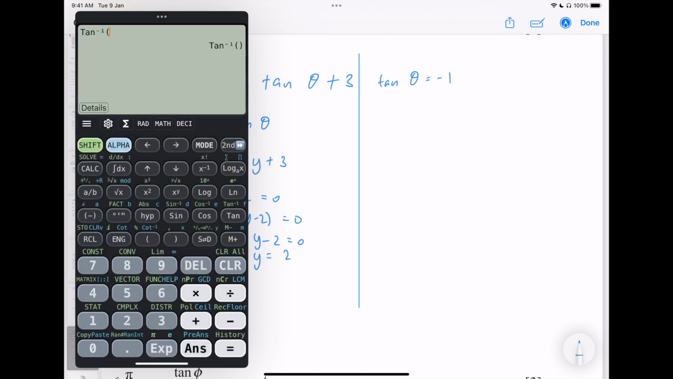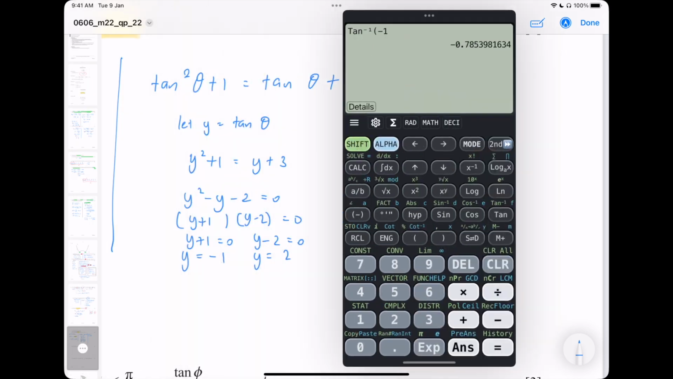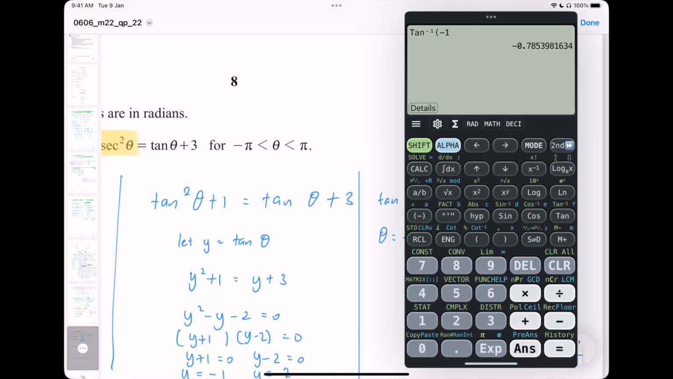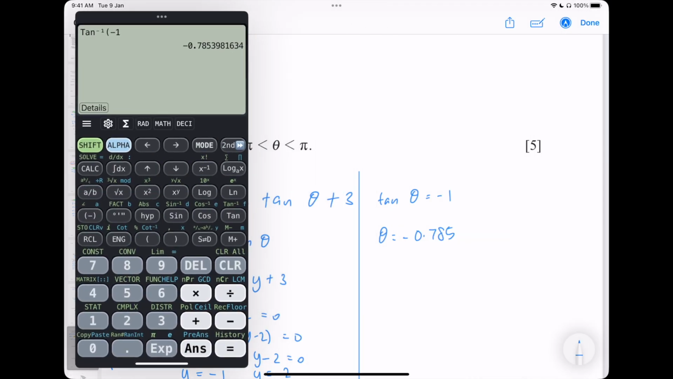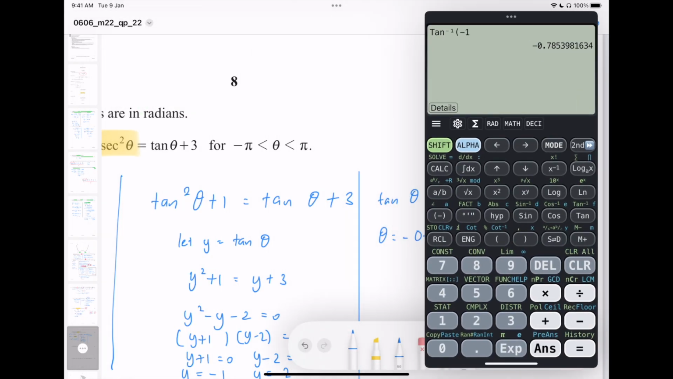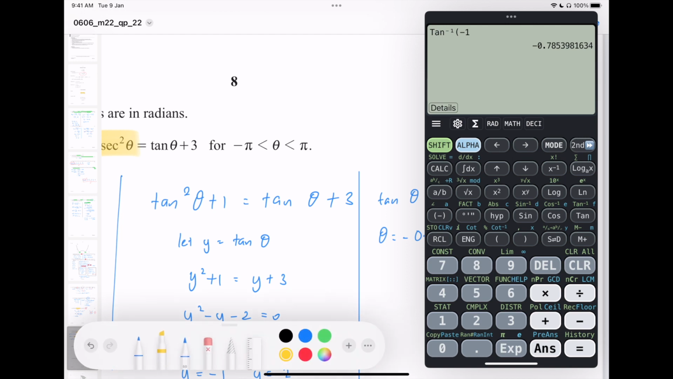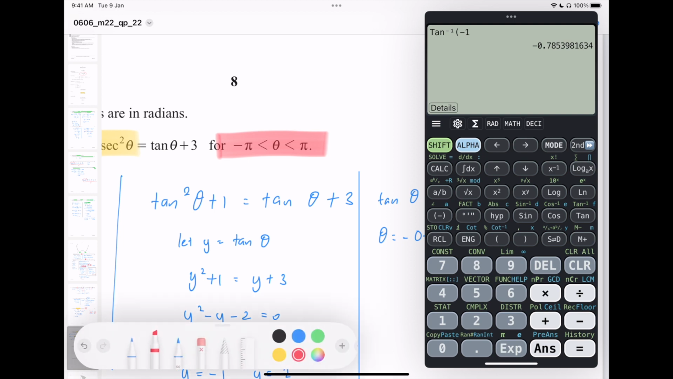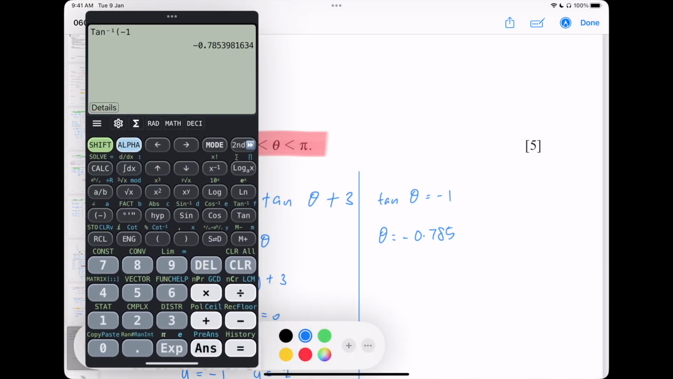Inverse tangent of minus 1, it is theta equals minus 0.785. Okay, now next thing you want to look at is your range. You can see that for your range, they want it to be between negative pi to pi. So that's negative 180 to 180, if you didn't know.